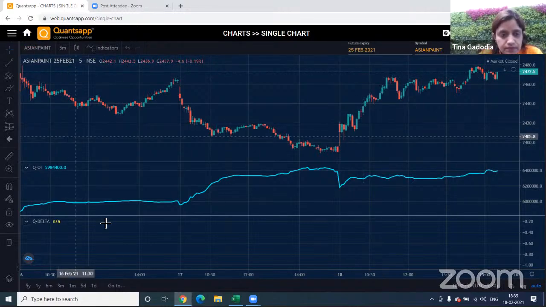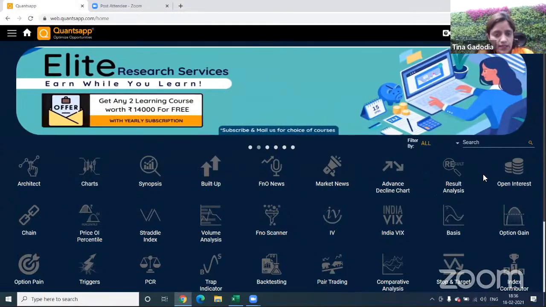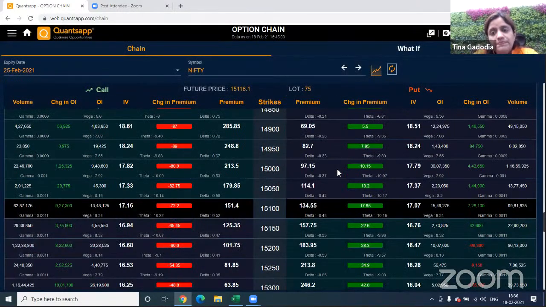Okay. Now, one thing, the chain. So what does the chain do? The chain is basically the snapshot view of the entire option chain. You see across the strikes how the premiums are behaving, how the IVs are behaving, how the Greeks are behaving, call side, put side, and you take the decision, right?